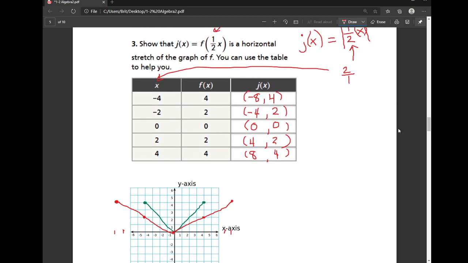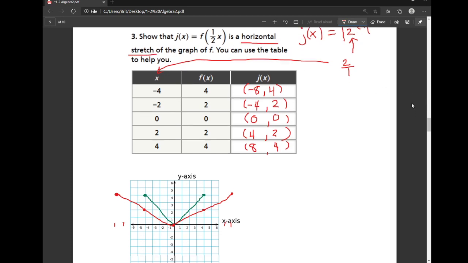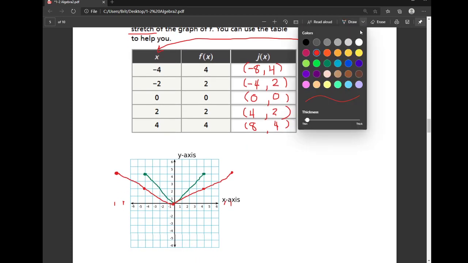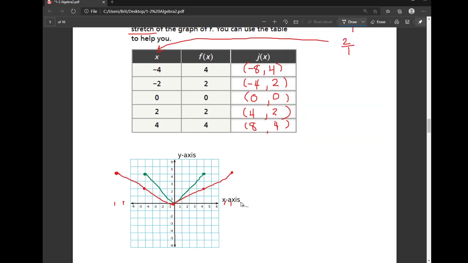So this try it says show that this is a horizontal stretch, right? So let's imagine our hands. Okay, it's horizontal, so I'm putting my hands on the horizon of the graph, and I'm pulling it outwards, right? Do you see how the V is becoming wider?